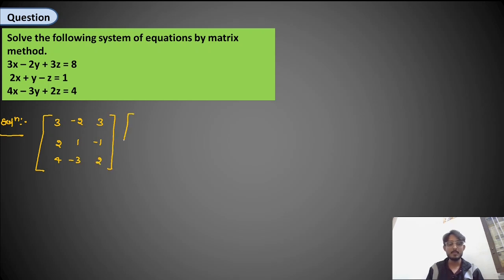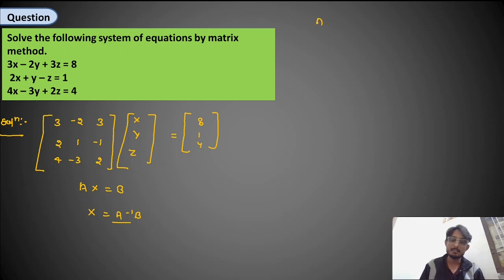Also here x, y and z. You can solve this: 3 into x is 3x, minus 2 into y is minus 2y, plus 3 into z is 3z. You will get this equation. Okay, and now here you will write 8, 1, 4. Assuming this matrix as A, this one as x and this as B, here you can find x equals A inverse B. So you have to find A inverse. A is given as 3, minus 2, 3, 2, 1, minus 1, 4, minus 3, 2.